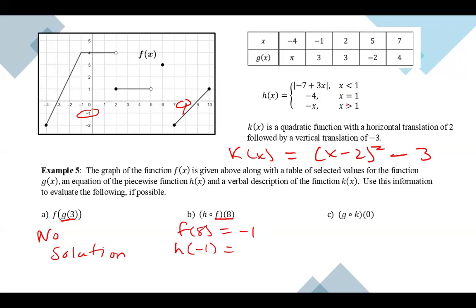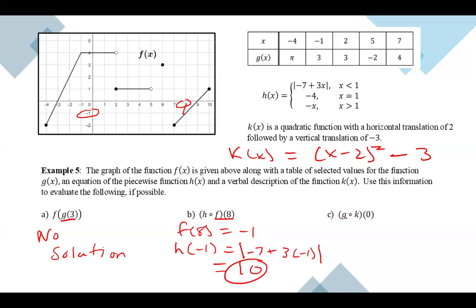When I look on here for h of -1, if it's less than 1, then I use this rule, correct? So I'm going to plug -1 into here. Does that make sense? So h of -1 is the absolute value of -7 plus 3 times -1, which is 10. So my final answer would be 10. Do we see how we're using multiple representations and using different graphs, different functions?